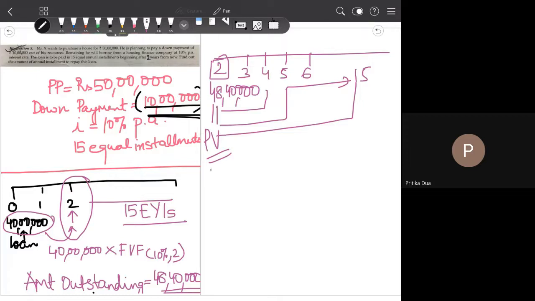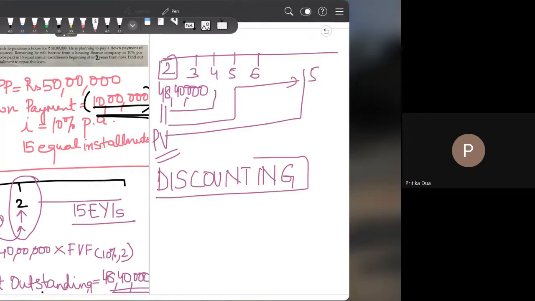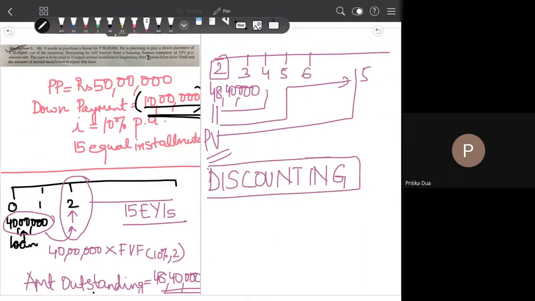So we are using the concept of discounting here. First thing that we decide in the question is that we are using the concept of discounting, of calculating the present value. And second thing we get to know is that this is a question on annuity.